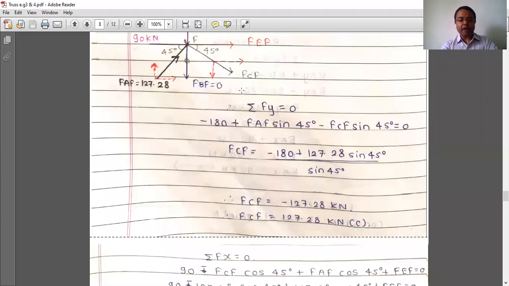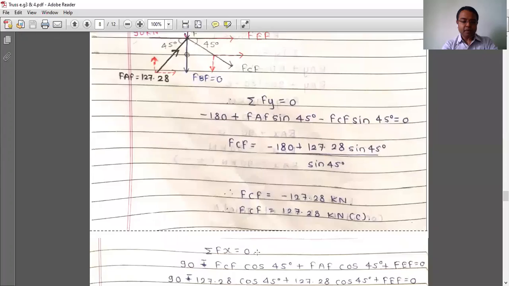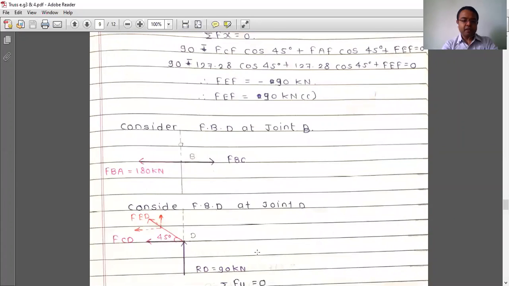In summation Fy, force going upward, take it as positive. Force going downward, take it as negative. And in summation Fx, the sign convention is forces going towards the right, take it as positive, and forces going towards the left, take it as negative. So likewise, you can complete this.